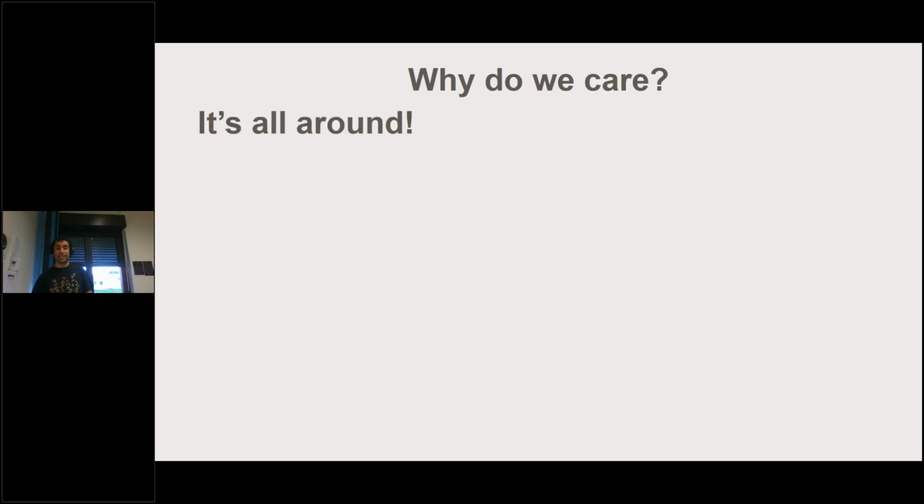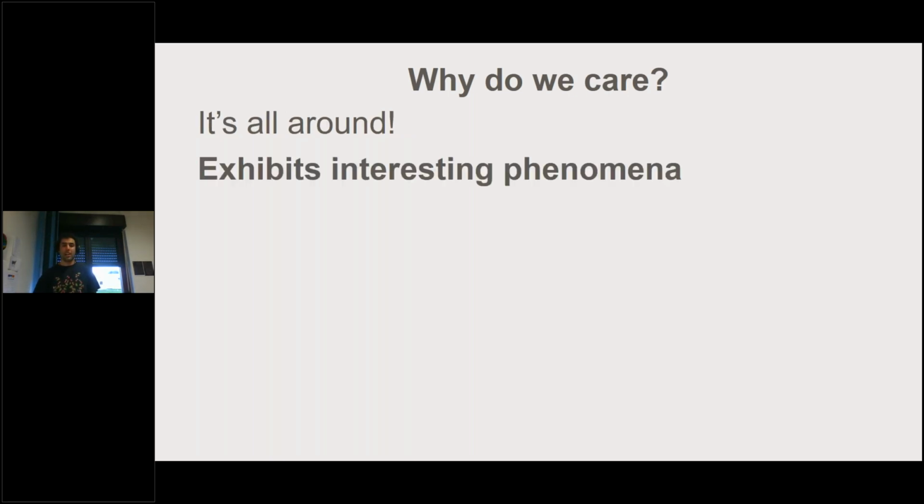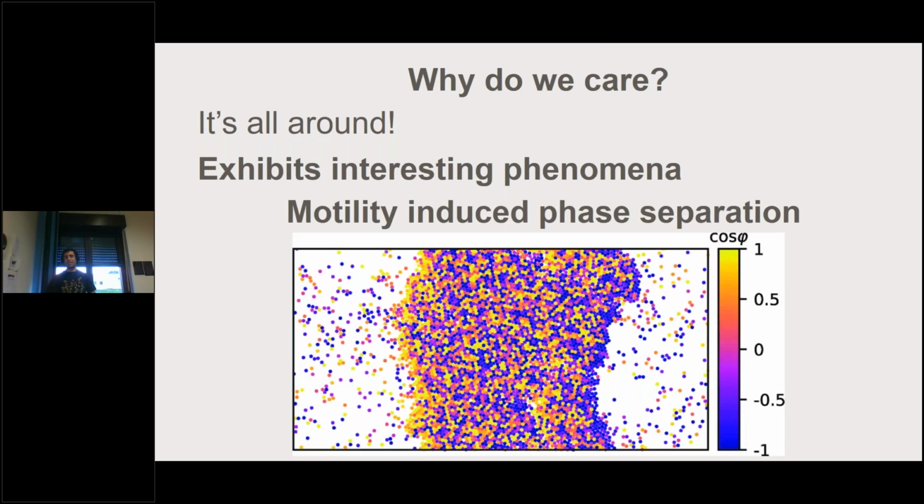And why do we care about this? Well, it's all around. There are so many systems we can study as active matter just because of the definition. This is very broad, but there are a lot of systems that fit inside. It also exhibits some very interesting phenomena. For example, motility-induced phase separation. If we have particles in a gas state, they are just moving from one place to another, and when they collide, they just have an elastic collision and they go away from each other. They don't keep being close to each other.